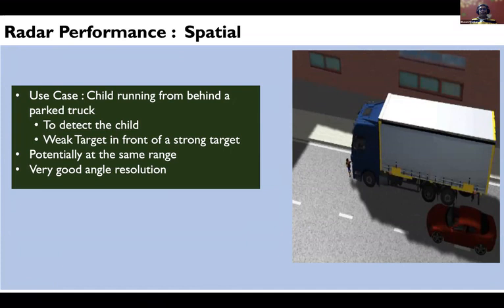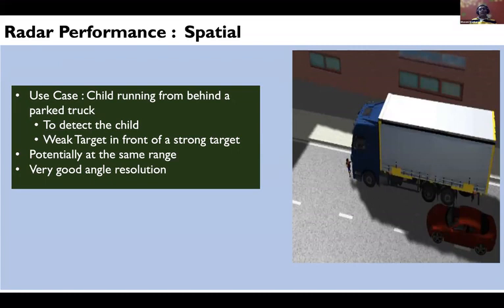identify them. If you have enough bandwidth, maybe you could look at it from a range problem, but then the problem here is that the truck has a much stronger reflection, so it's a weak, strong target. And if they're probably in the same range, you should have to look at it more from an angular separation. So you would need very good angular resolution in these cases.